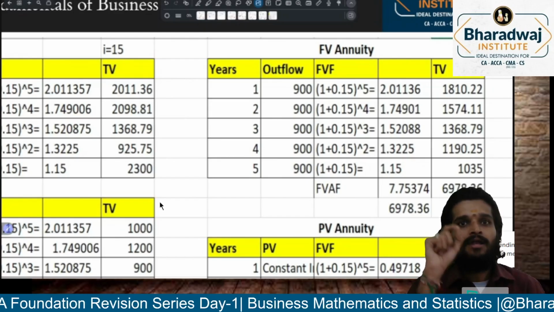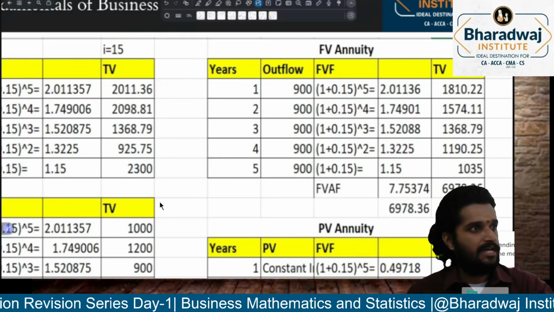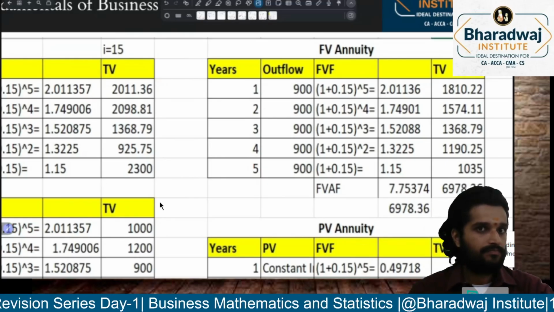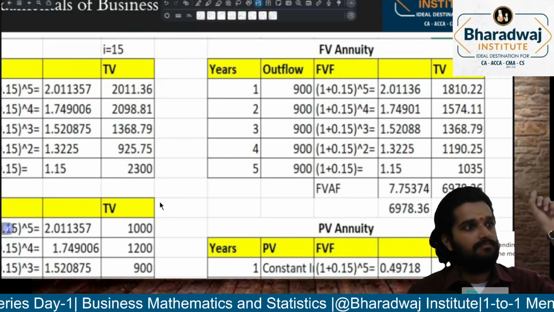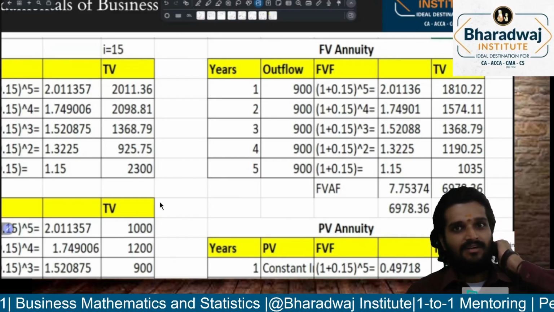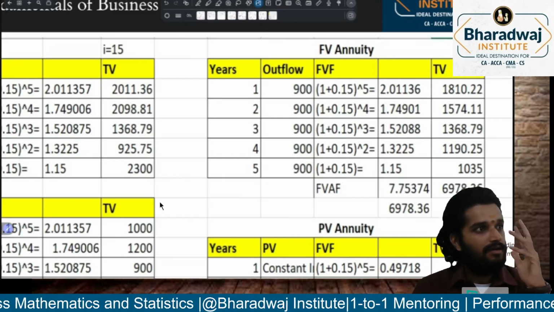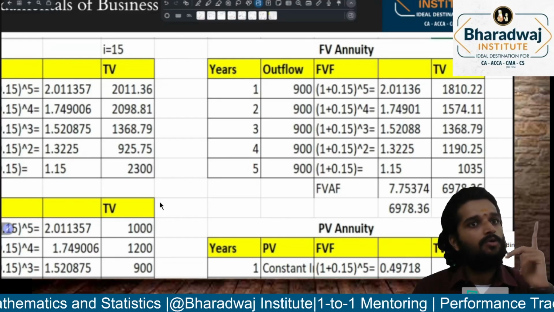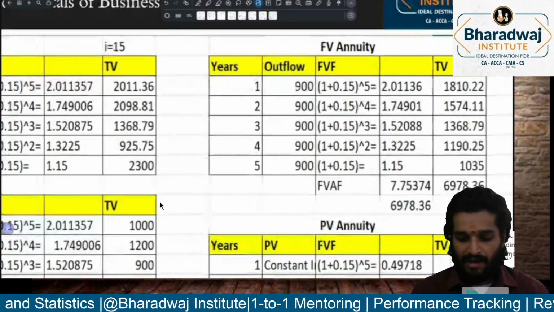So 1 plus 15 percentage. Type it. 1.15. The calculator will display GT because it took it into account. Again into equal to, square into equal to, cube into equal to, power 4 into equal to, power 5. GT will give you the annuity factor. Clear?